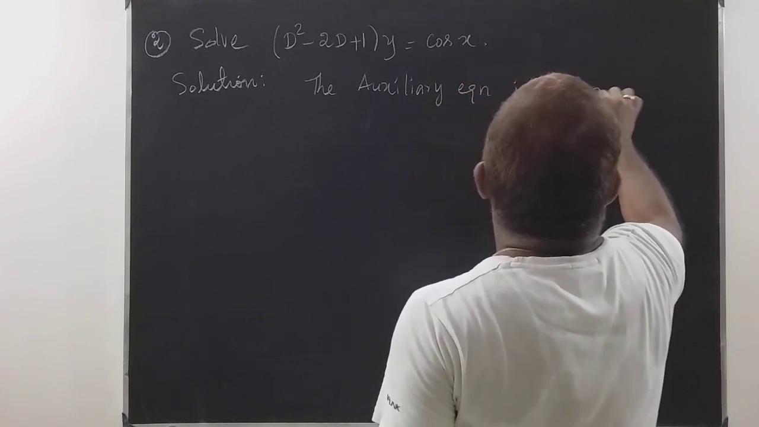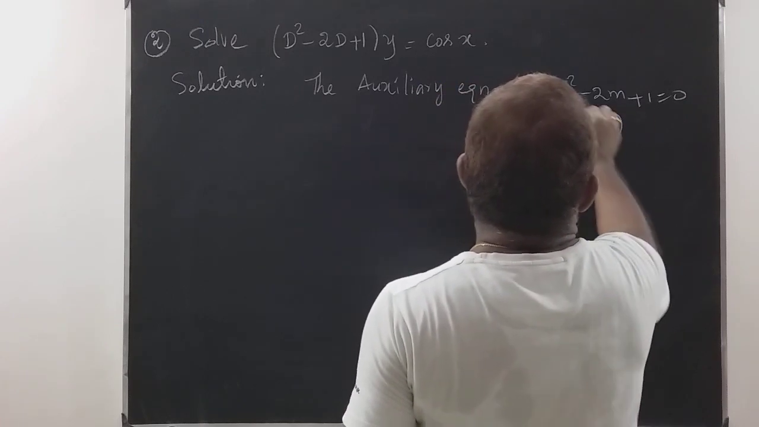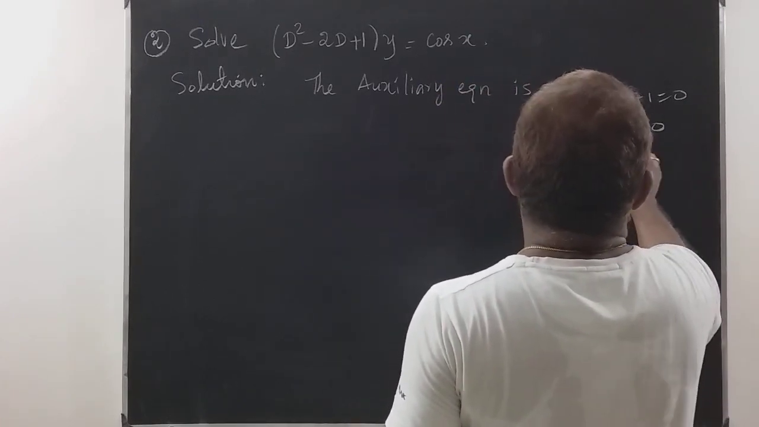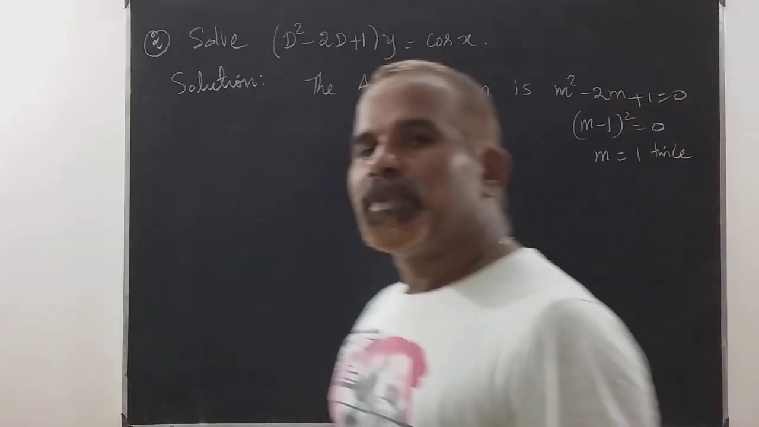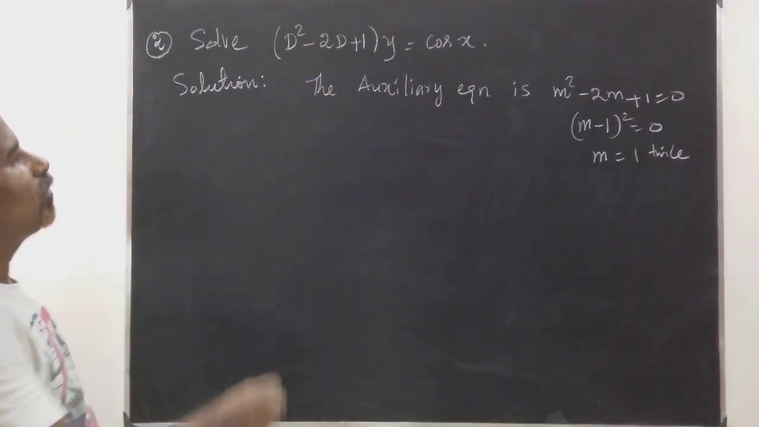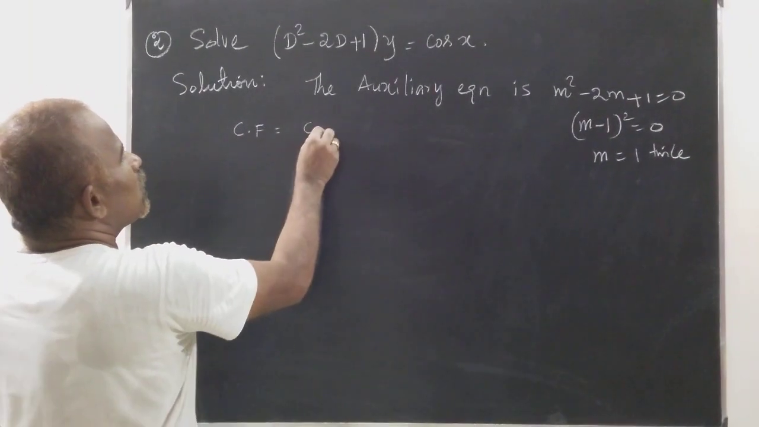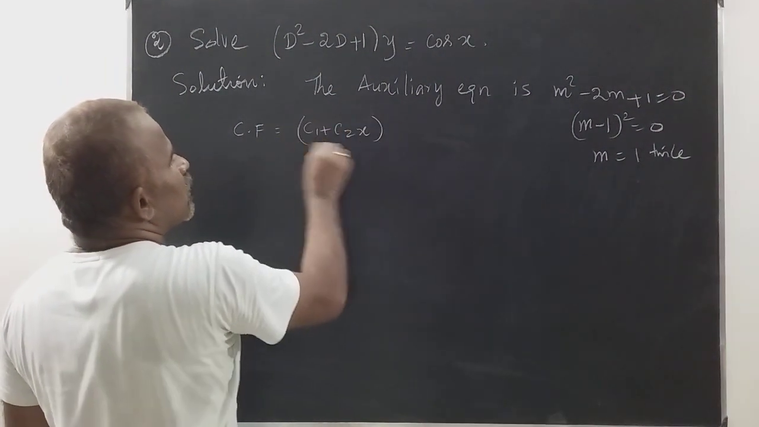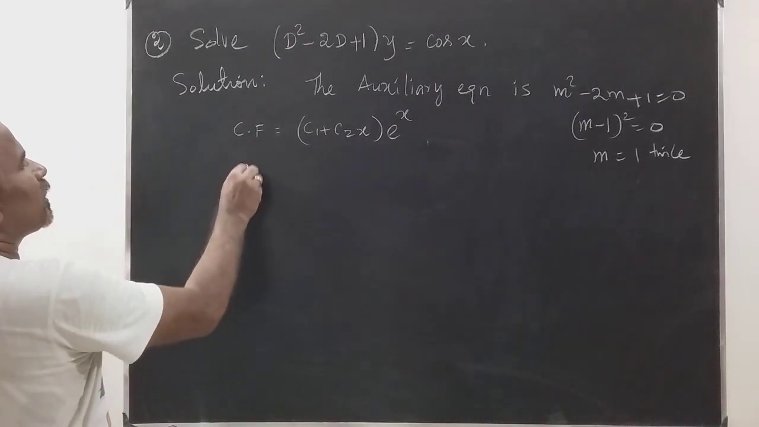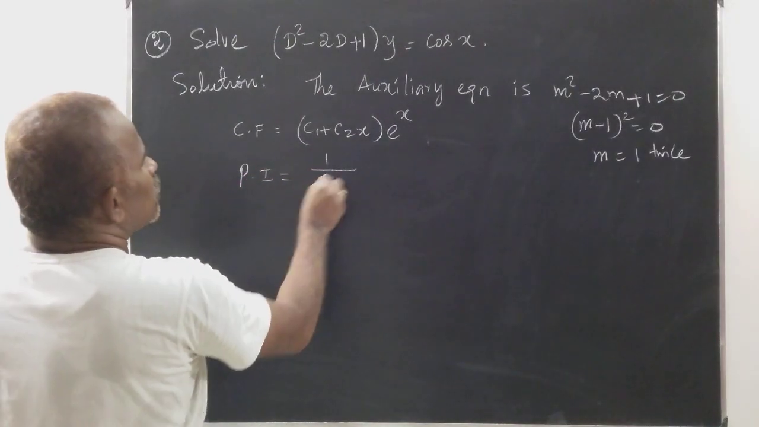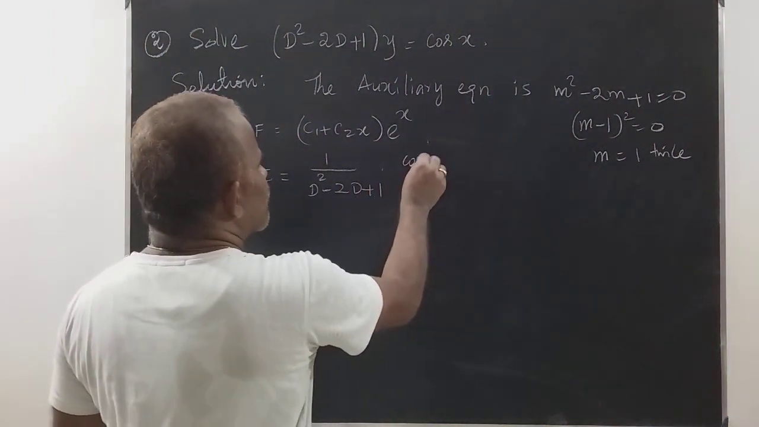m squared minus 2m plus 1 is equal to 0. So therefore (m minus 1) whole squared is equal to 0. Therefore m is equal to 1 twice. The roots are real and equal. So therefore the complementary function is equal to (c1 plus c2 x) into e power x. Okay, so the particular integral is equal to 1 by D squared minus 2D plus 1 into cos x.